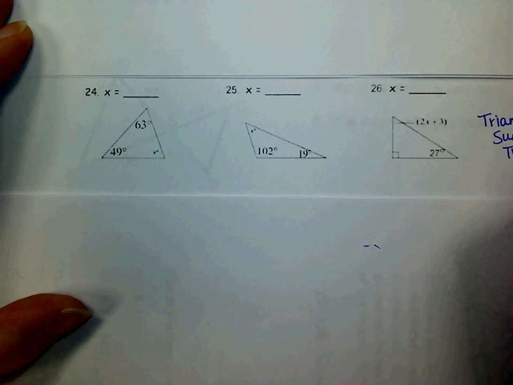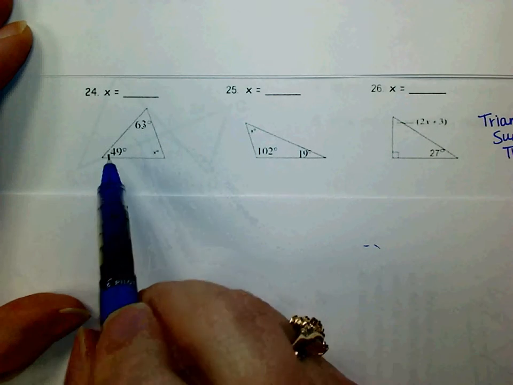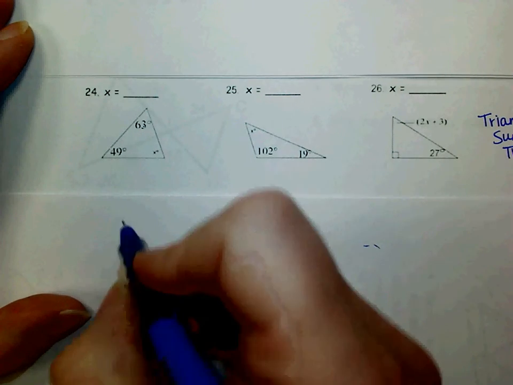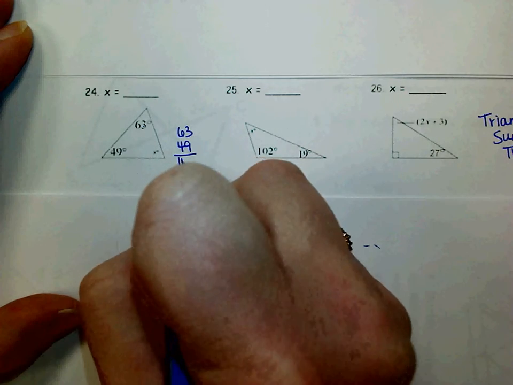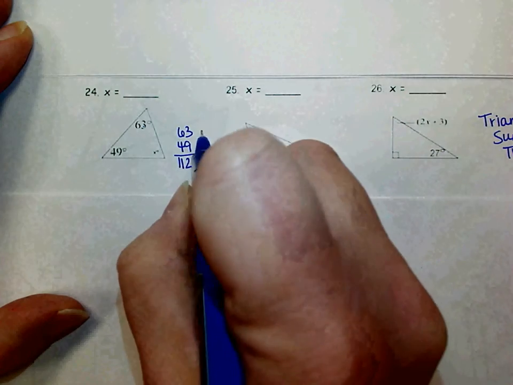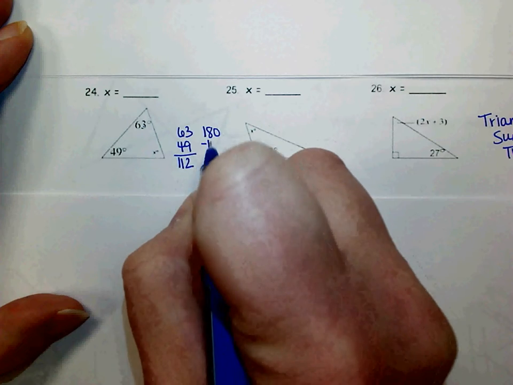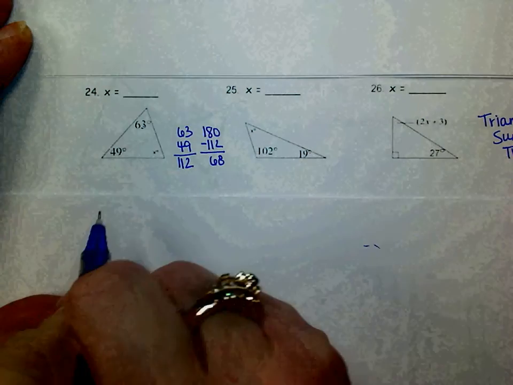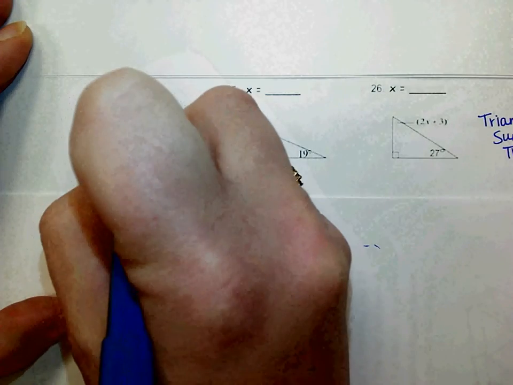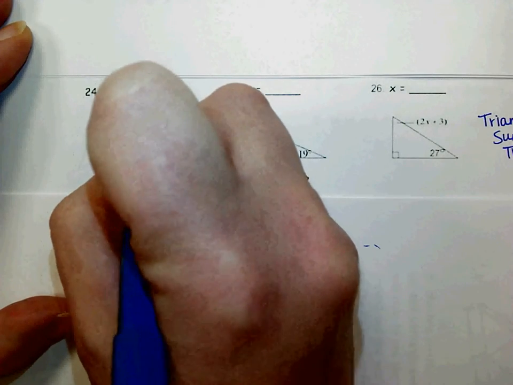So on the first one, we're given two of the angles are 63 and 49. So if we add 63 and 49 together, we get 112. And then when we subtract that from the total of 180, we have 68 degrees is what's remaining. So x has to be 68 degrees.